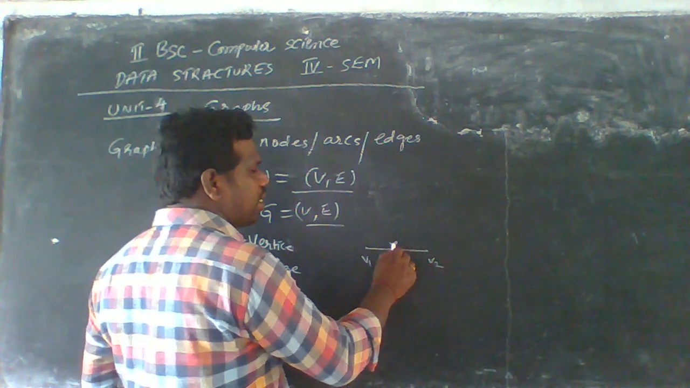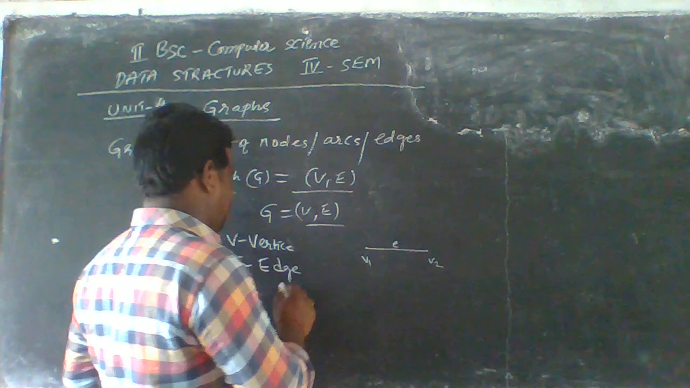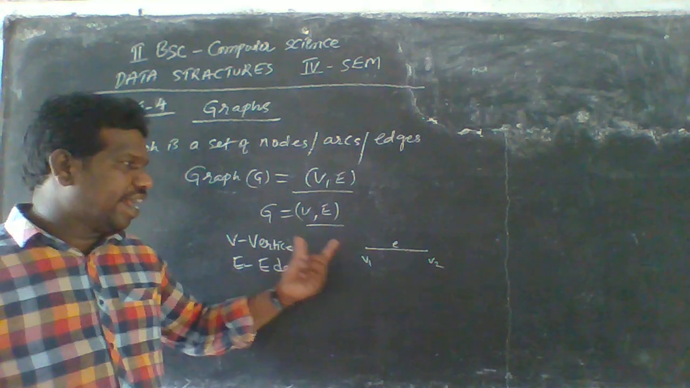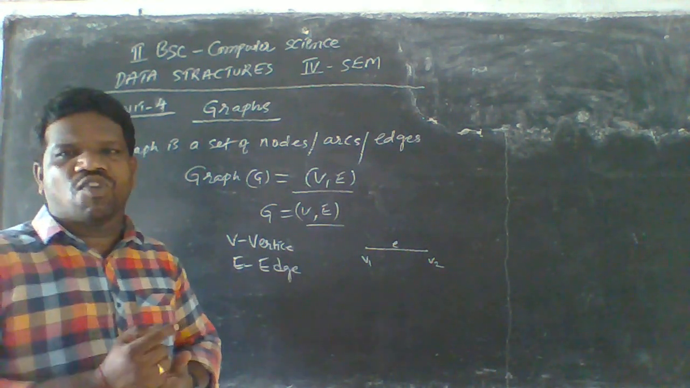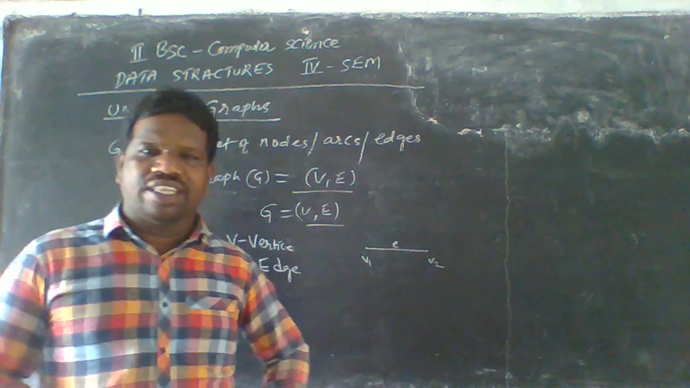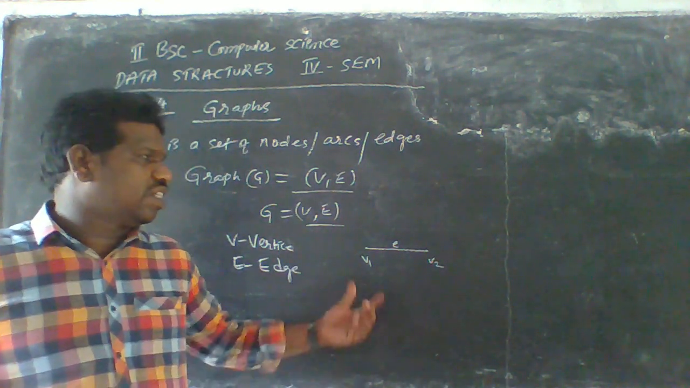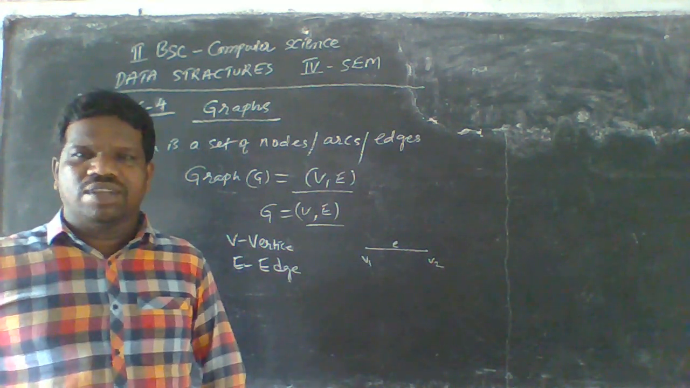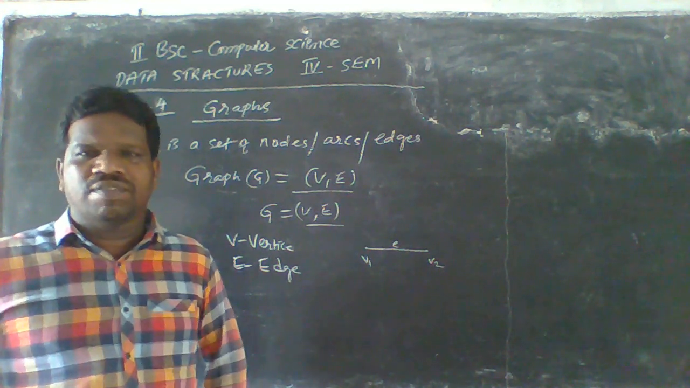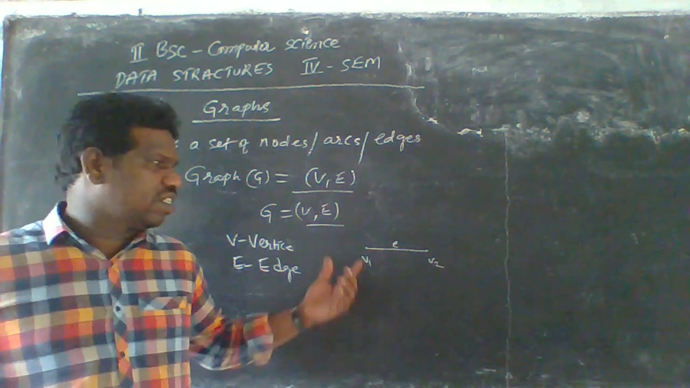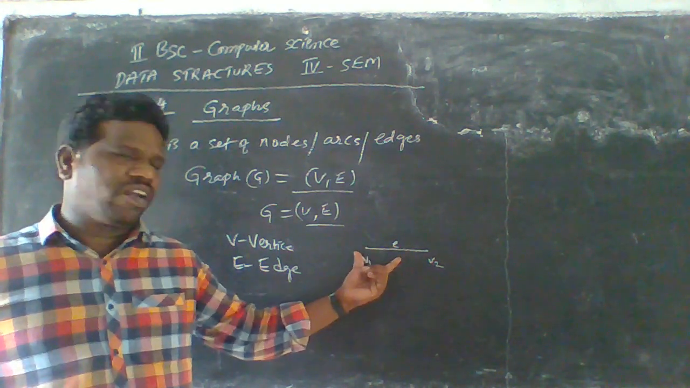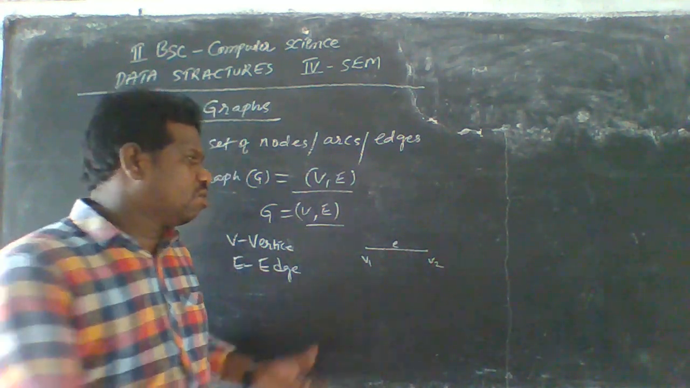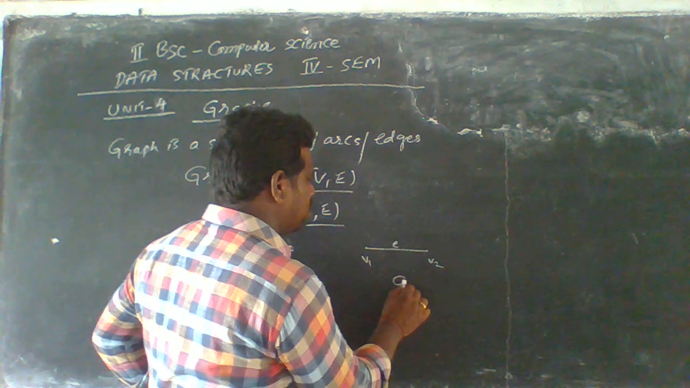We call this E. E means edge. An edge is used to go from one vertex to another vertex. E means edges. An edge is formed by the combination of any two vertices. In this scenario there are two vertices available, named V1 and V2, and we can get the graph here. So this is one of the graphs.